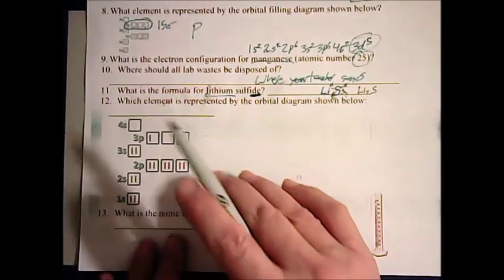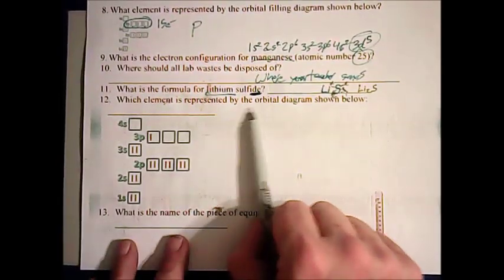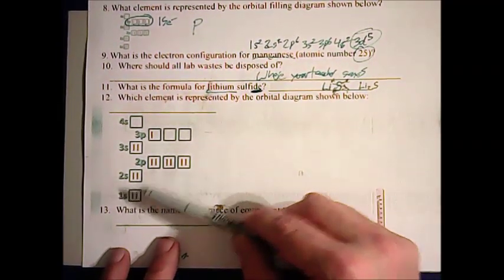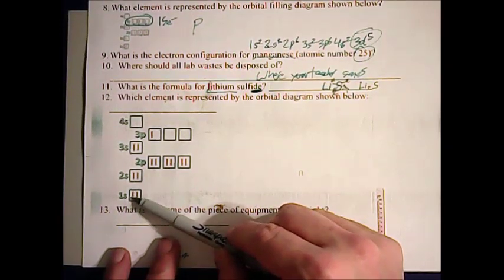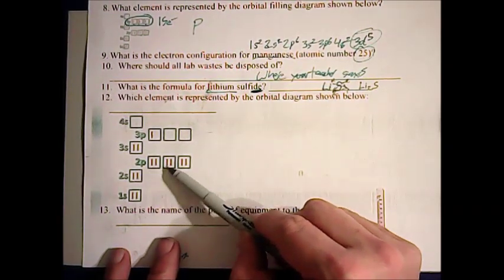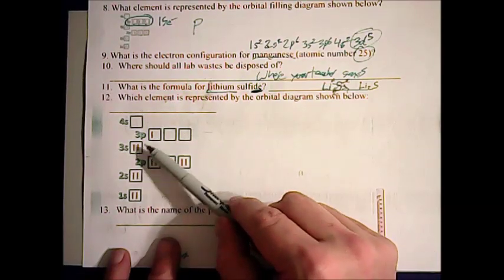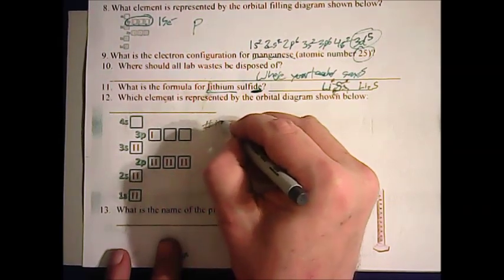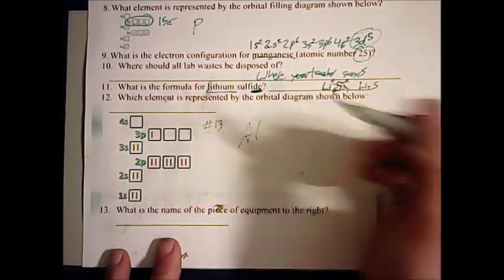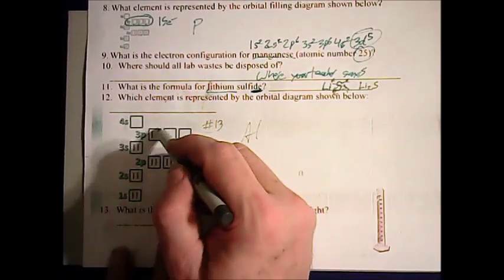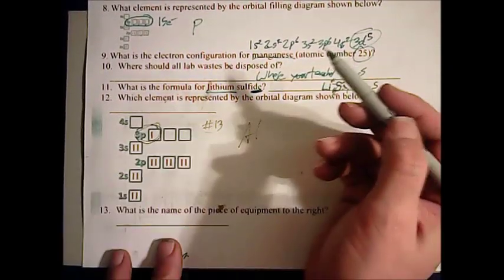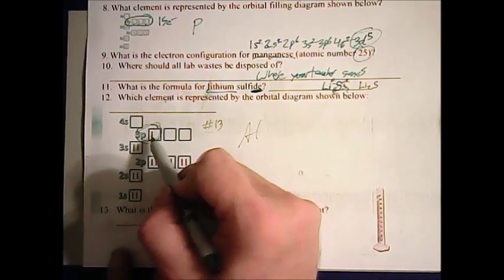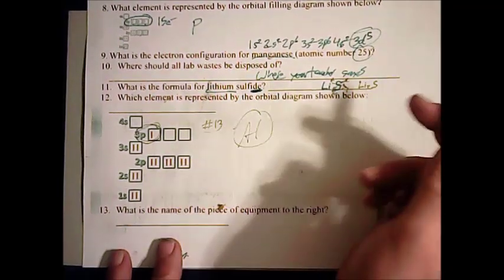The next one, number 12, which element is represented by the orbital diagram shown below? Again, we can just count the electrons if we really want to. 1, 2, 3, 4, 5, 6, 7, 8, 9, 10, 11, 12, 13. So this is element number 13, and that's aluminum. The other thing we can do is look at 3p1. That's where it ends. If we look in the 3p group and look at the first one there, we'll see that's also aluminum.